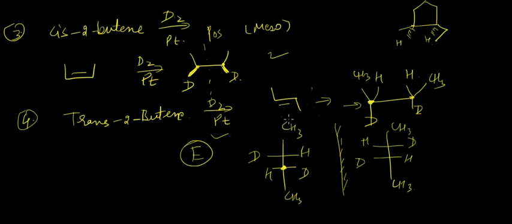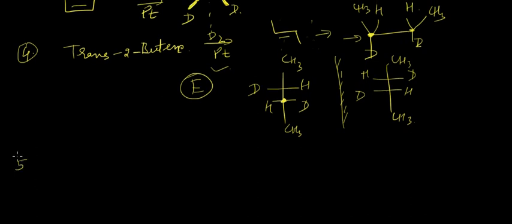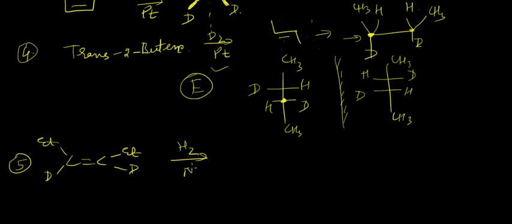Okay, let's look at some more examples. We have ethyl, D, and similarly we have ethyl, D here. So it is reacted with H2 over a surface of nickel.